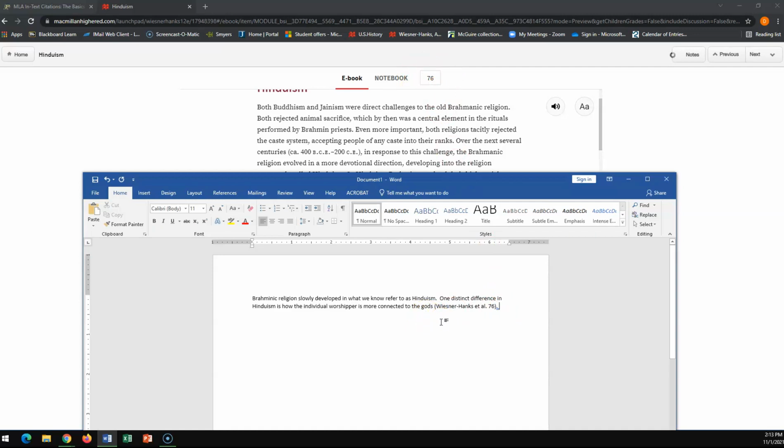Notice where the period is. The period is at the end of the parentheses, not before it. You don't have 2, right? Both of these sentences came from this one page in the book. I've now successfully, correctly cited where that information came from.